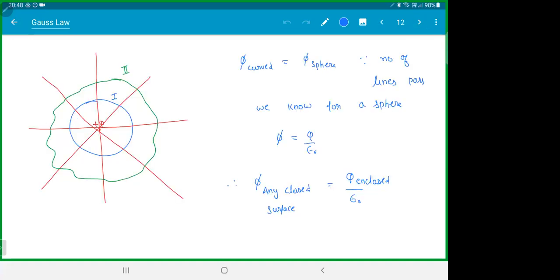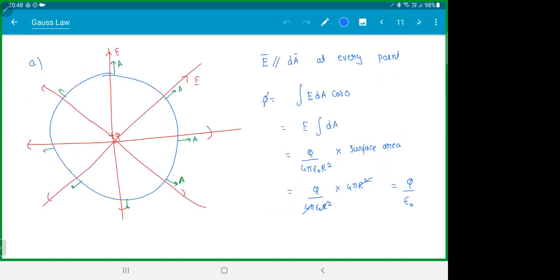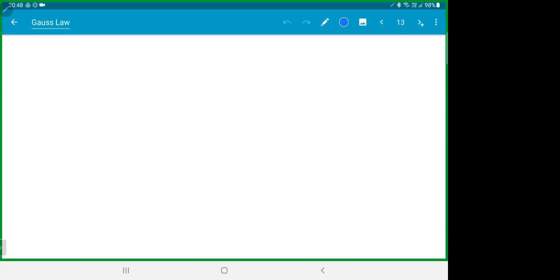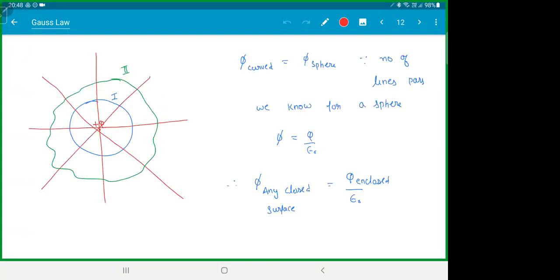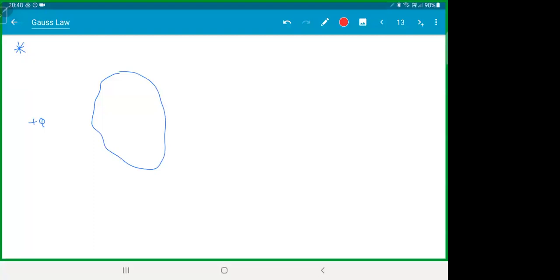So from here we can do something more also. What happens if you keep charge Q outside? Now, if they ask a question like this, one thing is clear: if a charge Q is inside, the flux is Q by epsilon. If the charge is outside, then what happens?